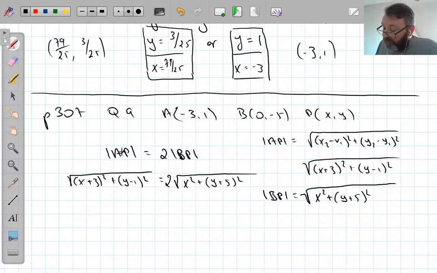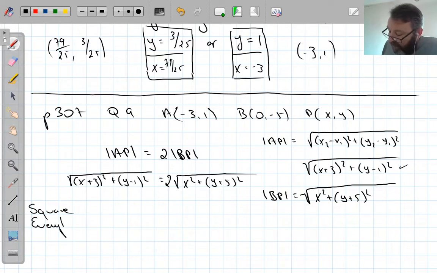So I worked out the distance of AP. There it is there. I put that underneath AP. Then I worked out the distance of BP, which is this one here, and then put a 2 in front of it. So now what I'm going to do is I'm going to square everything. Square everything. And the reason for that is to get rid of the square roots, okay?